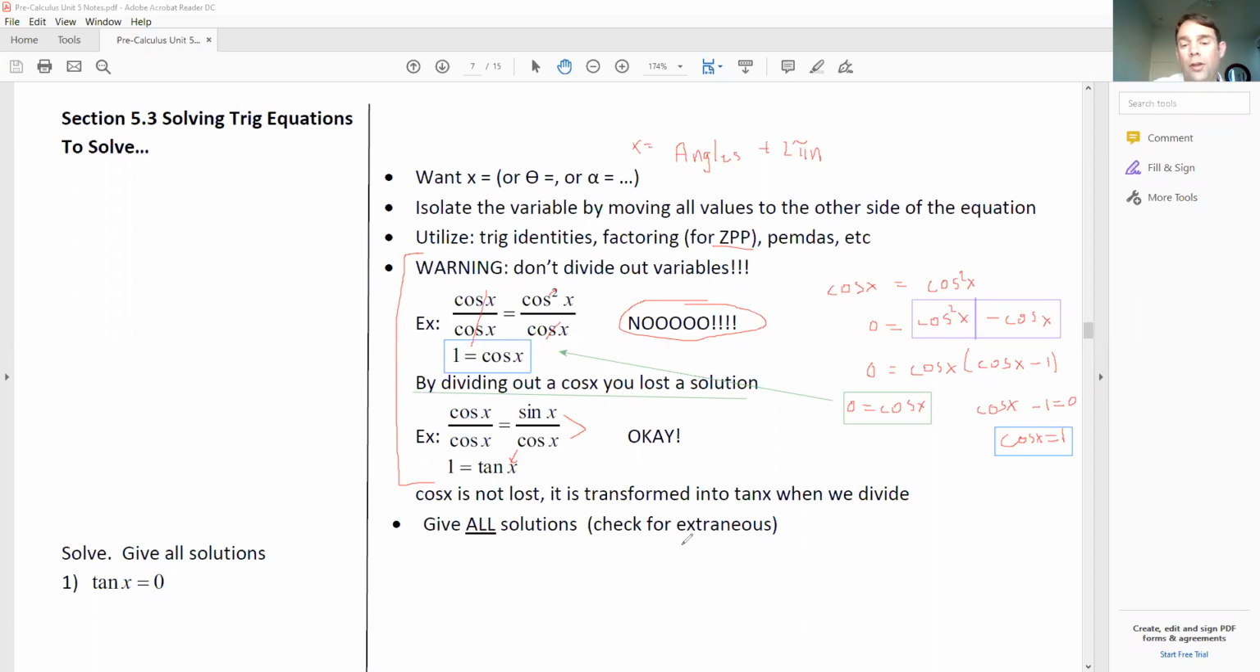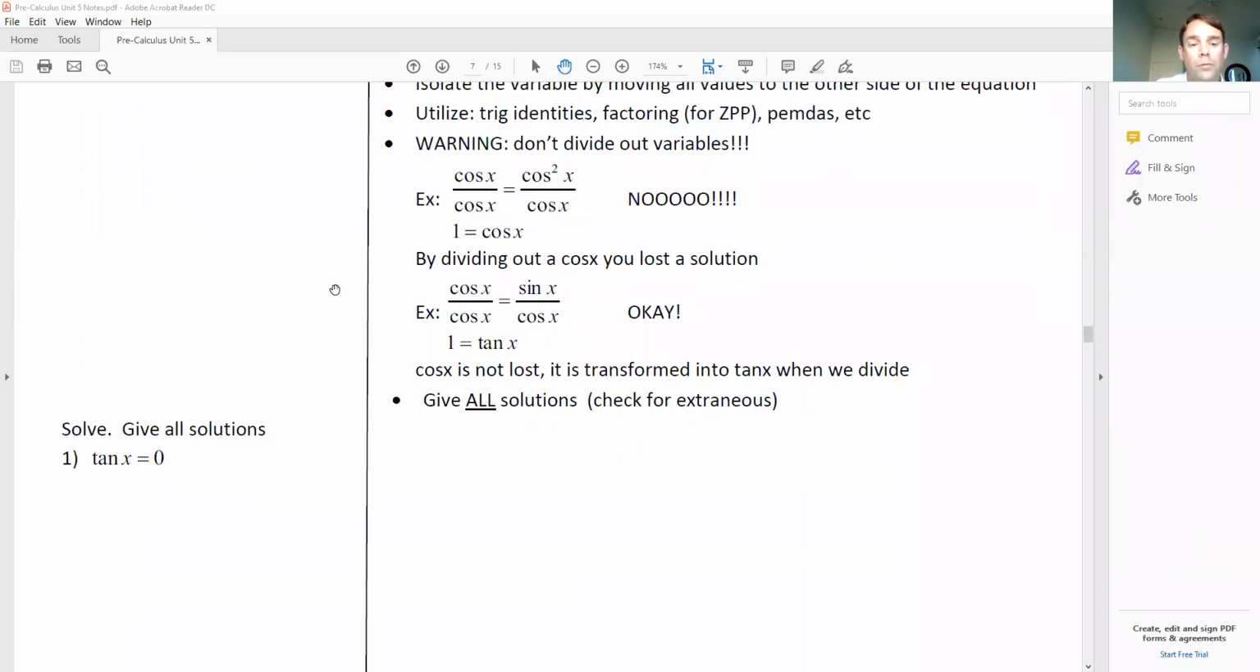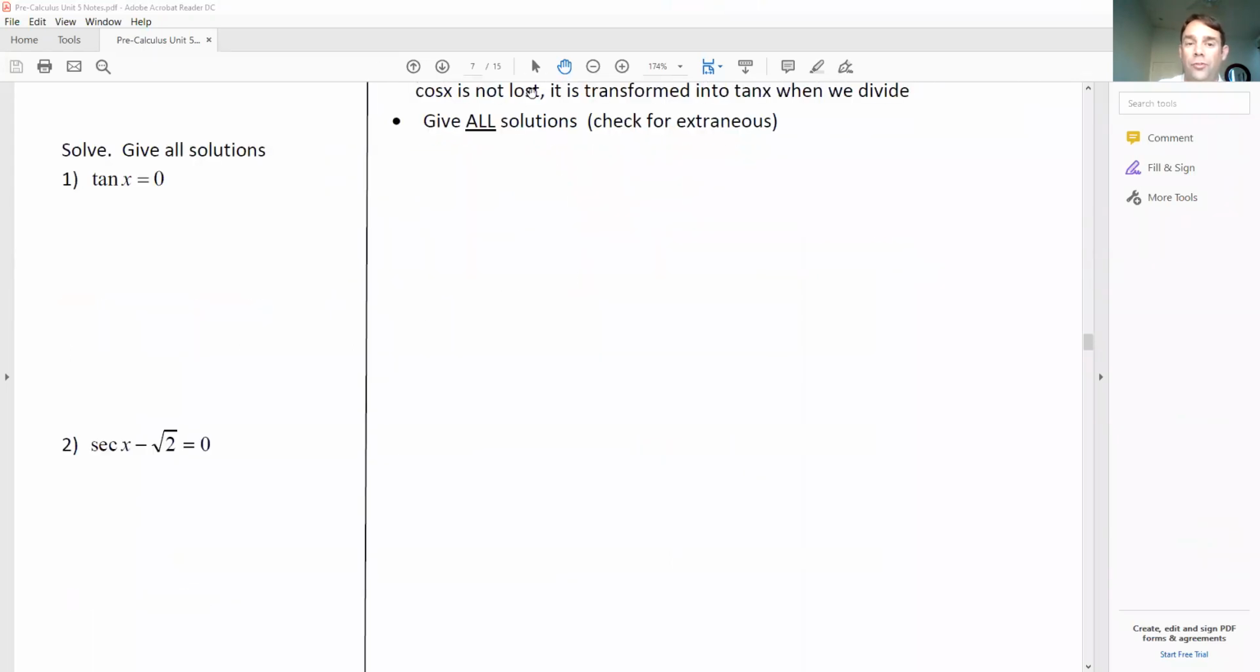And this won't come into play here, but checking for extraneous solutions, that'll come into play tomorrow. So we're going to be solving some simple trig equations, and then tomorrow we'll come back and solve a little bit more advanced ones. All right. So let's start off here. Tangent of x equals 0. So we're looking for when on our unit circle is the tangent of x equal to 0.